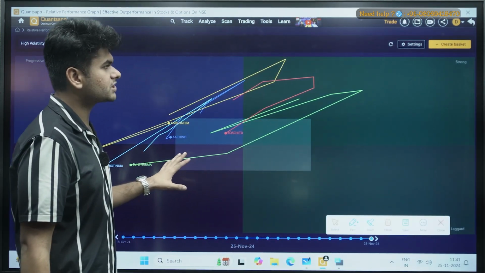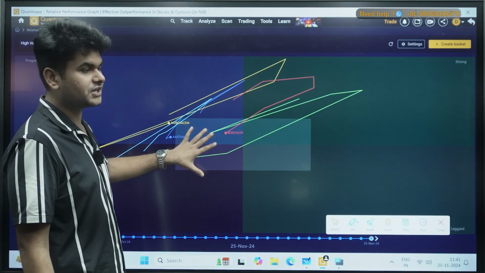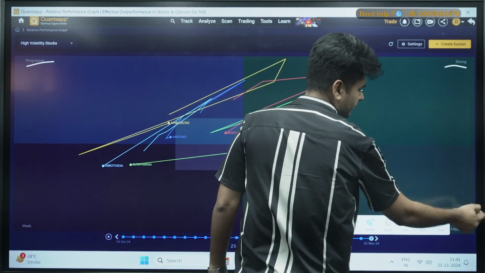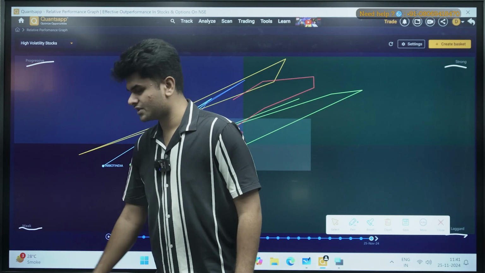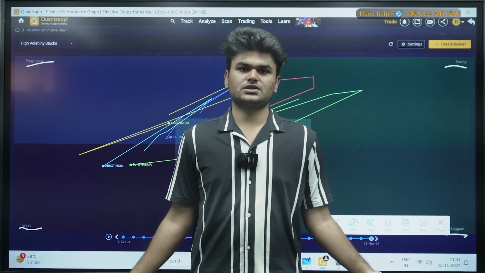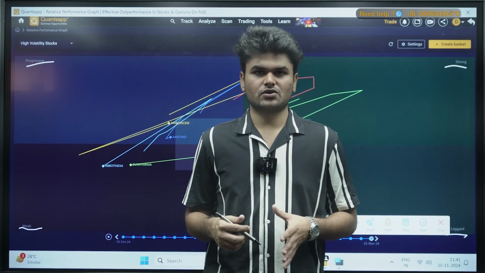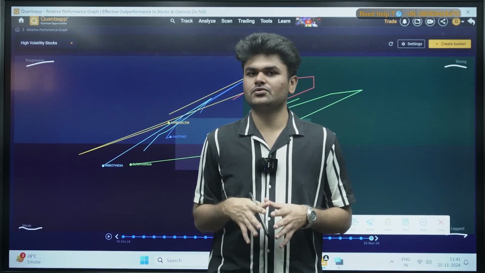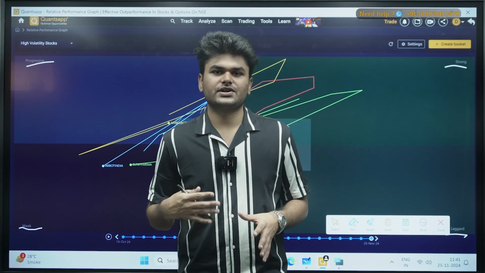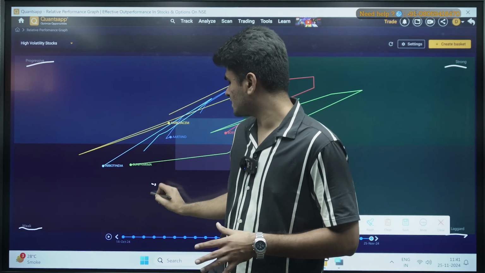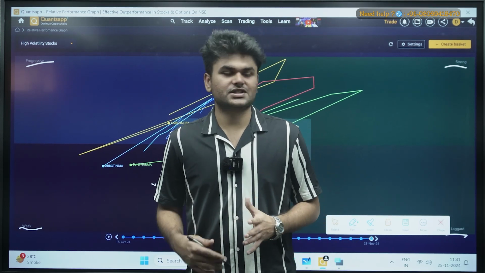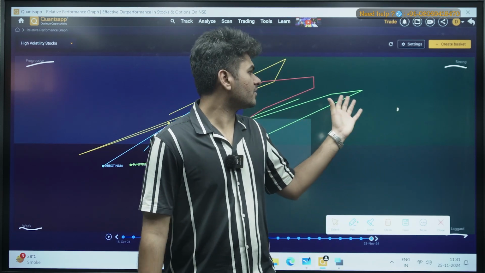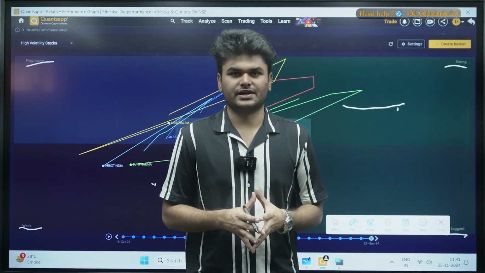Firstly, as you can see, the page is divided into 4 halves. We are seeing progressive, strong, laggard, and weak. These are the 4 zones where a stock generally resides. Any stock you take, most of the time it will be rotating through these zones only. Whenever a stock is in the strong zone, as the name suggests, the performance of the stock is on the stronger side.